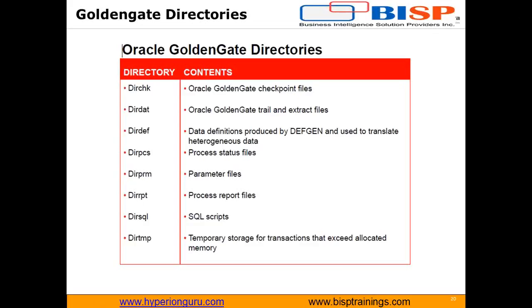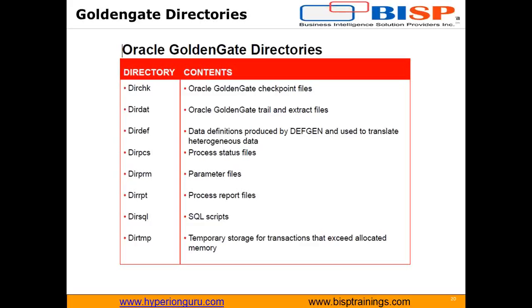Now dir dat stores your Goldengate source trail files and remote trail files. Extract captures and writes them to the local trail. Pump reads the data from the local trail and sends them to the remote trail. So those trail files reside under the dir dat folder. While configuring, we will provide the default location which would be dir dat.